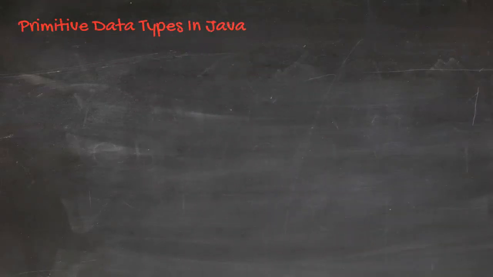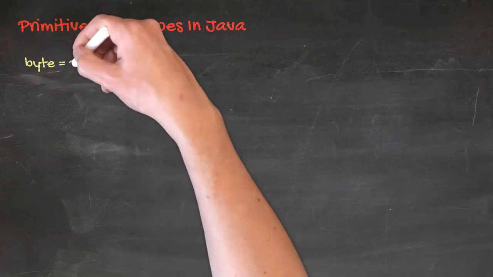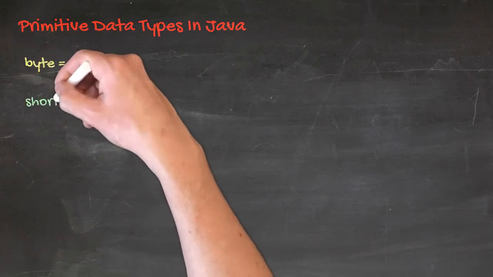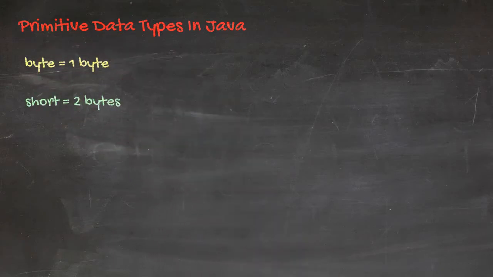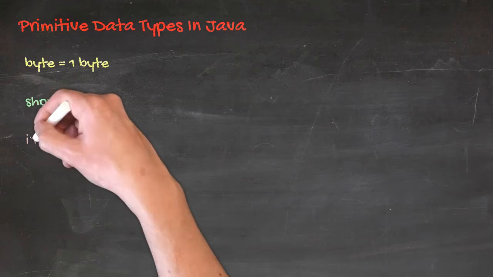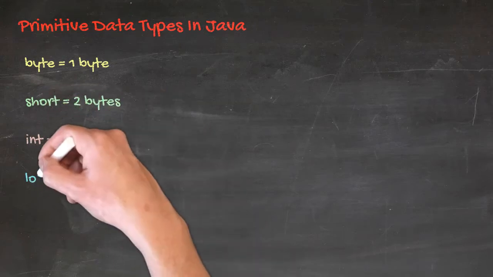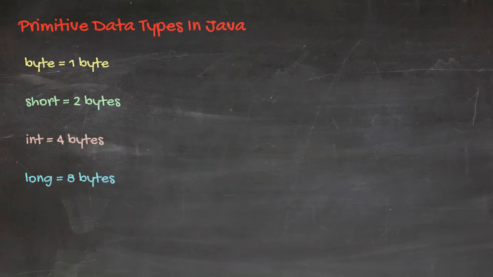In Java there are 8 primitive data types. First one is byte. It can hold 1 byte of value. Second one is short. It can hold 2 bytes. Next one is int. It can hold 4 bytes. And the other one is long. It can hold 8 bytes.